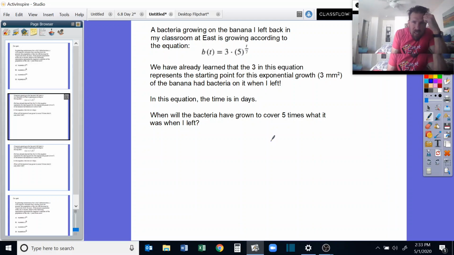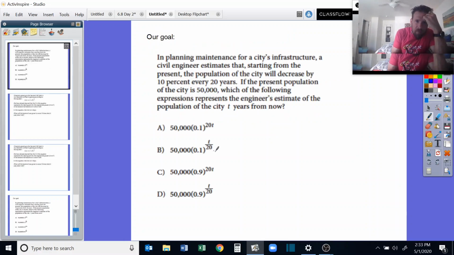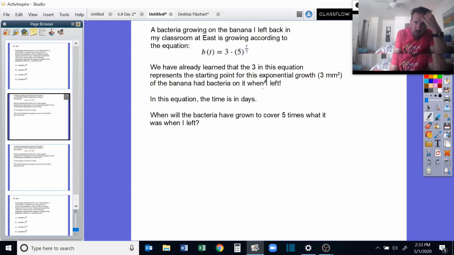Now, I've chosen these numbers to help us see something. And remember, this problem that we're trying to teach you about said that there was a decrease by 10% every 20 years. And so what I'm trying to get you to see is when that multiplying factor, that was 10%, here we're doing 5 times as much, when that multiplying factor happens, how frequently. And so we're going to look at this to help us understand how to deal with that kind of situation. So here's what this equation looks like.